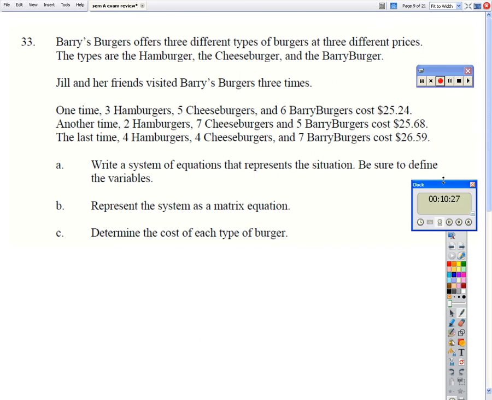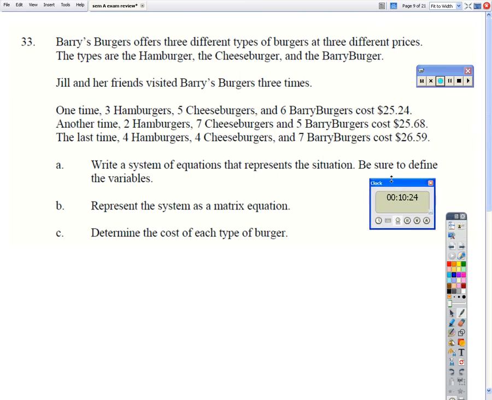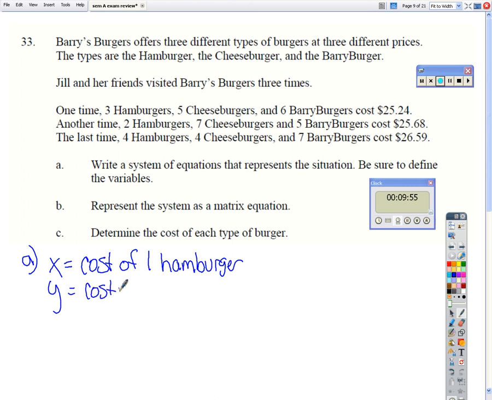Okay, so we're going to use our calculator for 33. We're going to set up a system of equations, which will allow us to then get a matrix equation. So first we have to define our variables. So for part A, I'm going to say x is the cost of one hamburger, Y will be the cost of a cheeseburger, and Z will be the cost of a berry burger.